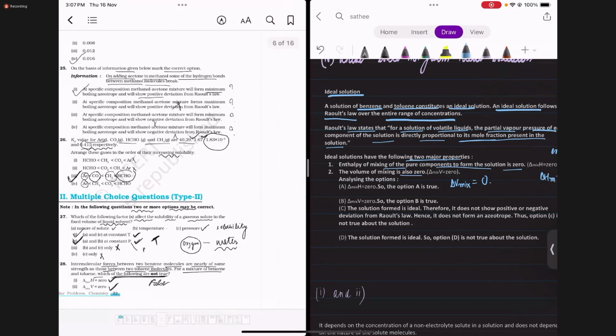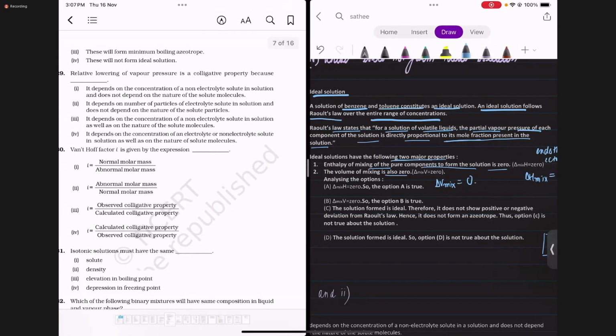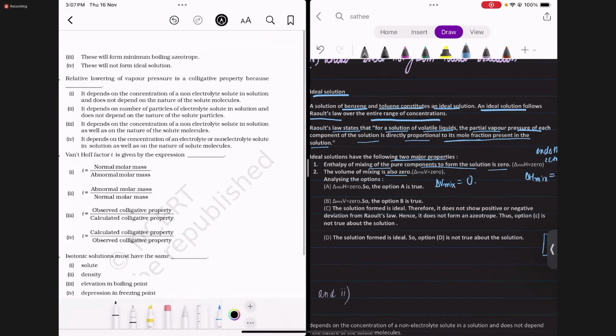Now we see the other options. So these will form minimum boiling azeotrope. तो हमें पता है कि जो solution form होता है, अगर वो positive deviation show करता है, then it forms a minimum boiling azeotrope. तो हमने देखा कि they are an example of an ideal solution, the mixture of benzene and toluene. So they will form ideal solution, and since they are forming ideal solution, they cannot form minimum boiling azeotrope.